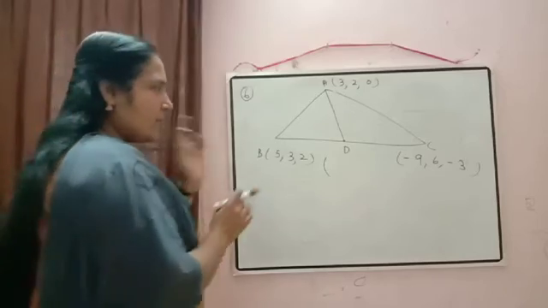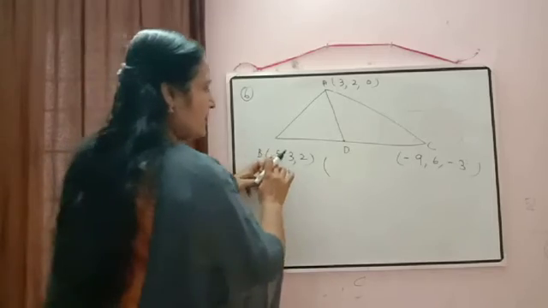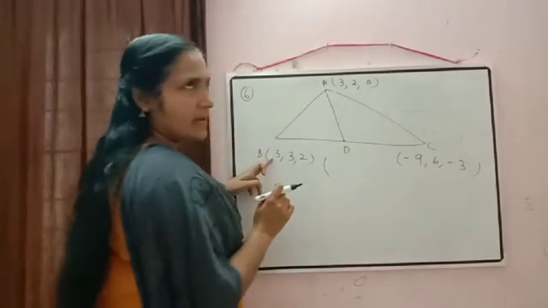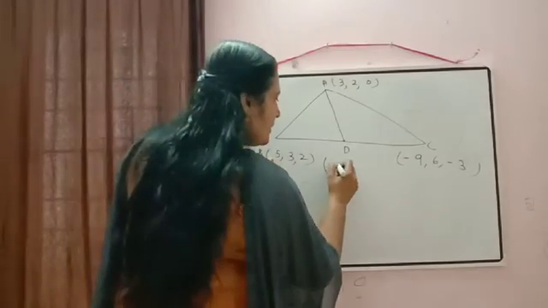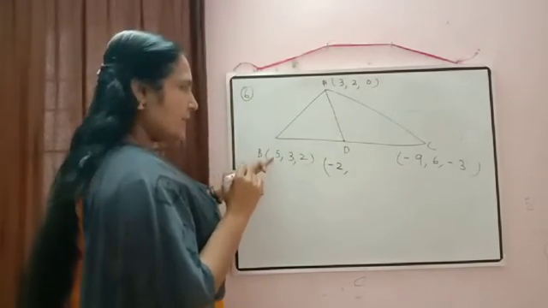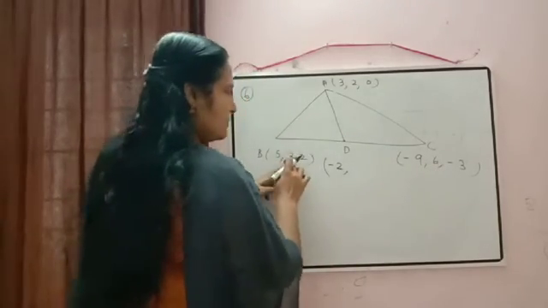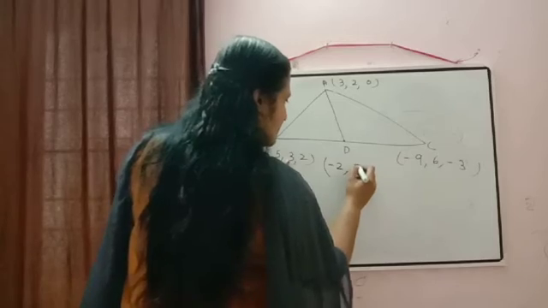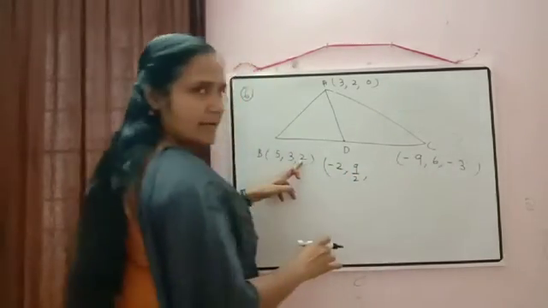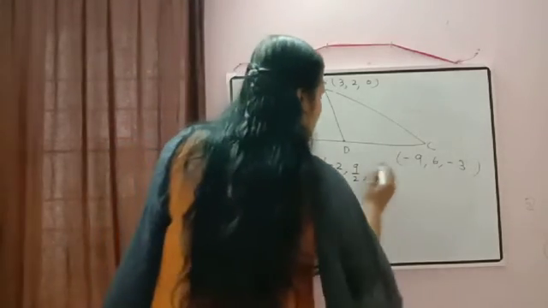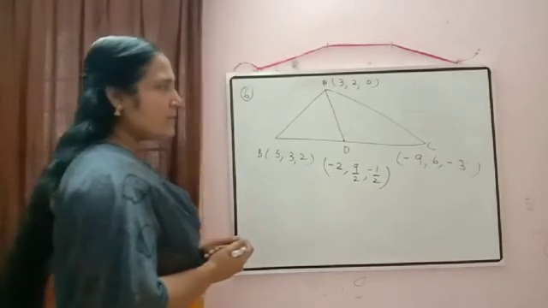So how are we calculating? X1 plus X2 divided by 2. So it will be equal to 5 minus 9, which is -4, divided by 2 will be equal to -2. Then next one, Y1 plus Y2 divided by 2: 3 plus 6 is 9, so 9 by 2. Then next, Z1 plus Z2 divided by 2. So we'll get here 2 minus 3, that is -1 by 2. So we got the coordinate of D.